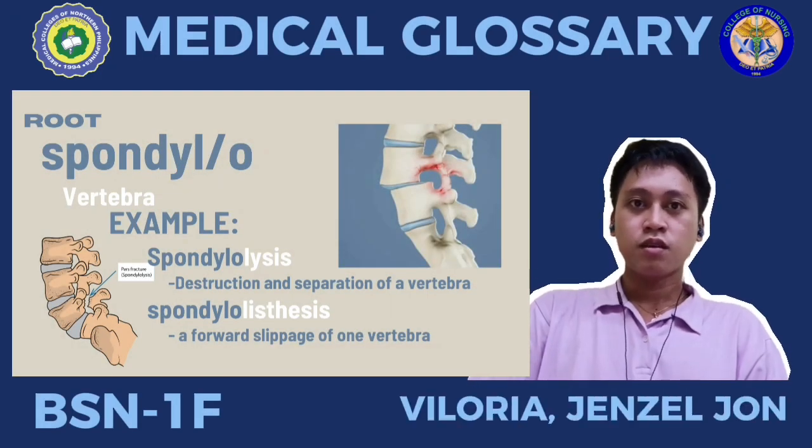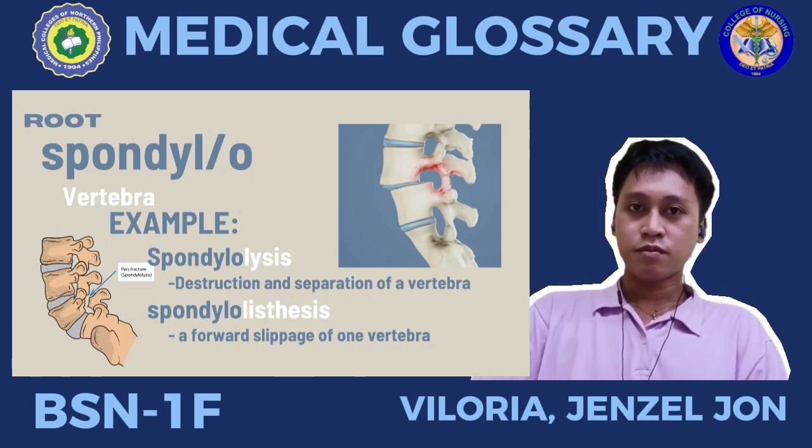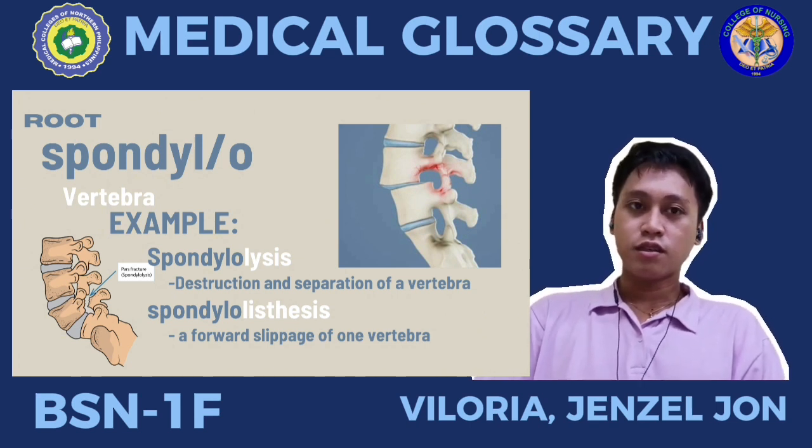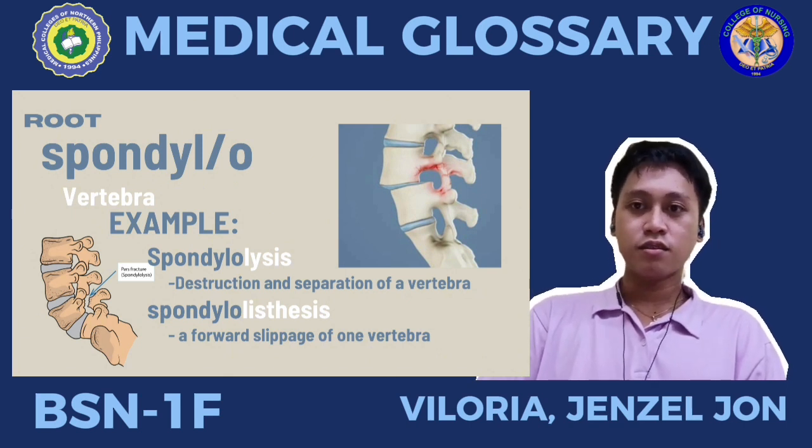Spondyle. An example for that is spondylolysis, which means destruction and separation of vertebrae, where spondylo is a combining form while the suffix lysis means destruction or dissolution. And another example for that is spondylolisthesis, meaning a forward slippage of one vertebra, where spondylo is a combining form while the suffix listhesis means slip.